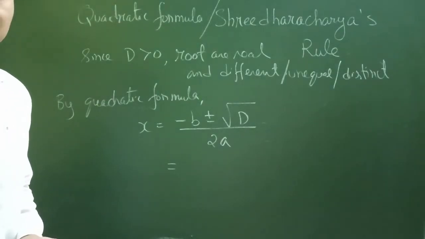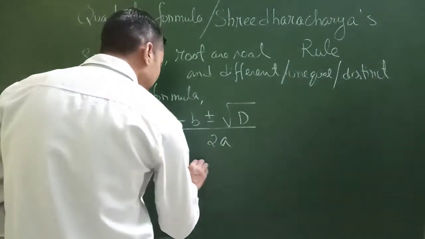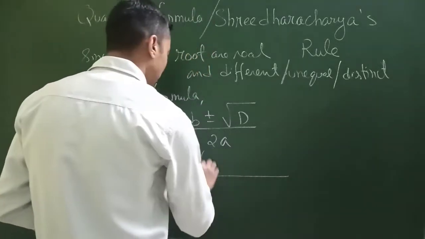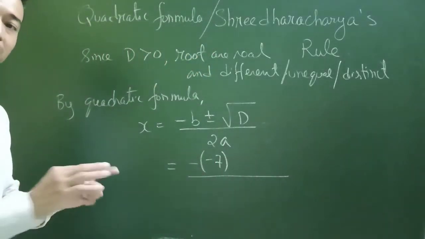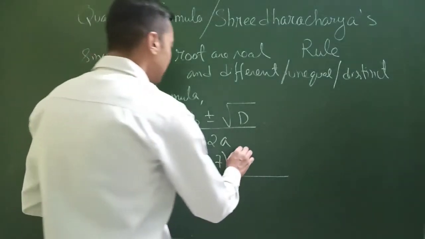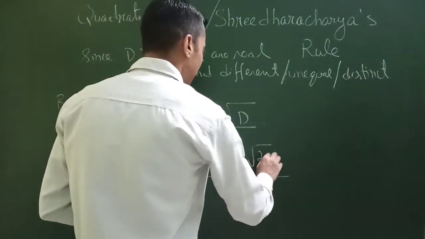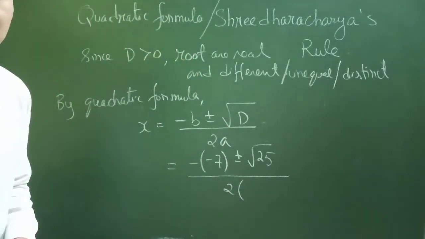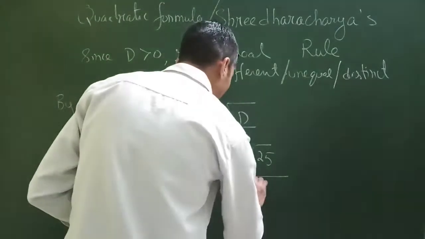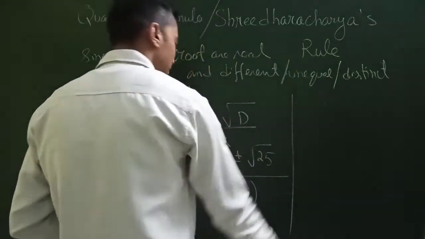I think the value of b was minus 7, so already minus as a formula. Make sure that the value of b is also written independently. Then plus or minus root of d, which was 25, over 2 times a. I think the value of a was 2. So I'll just continue here.